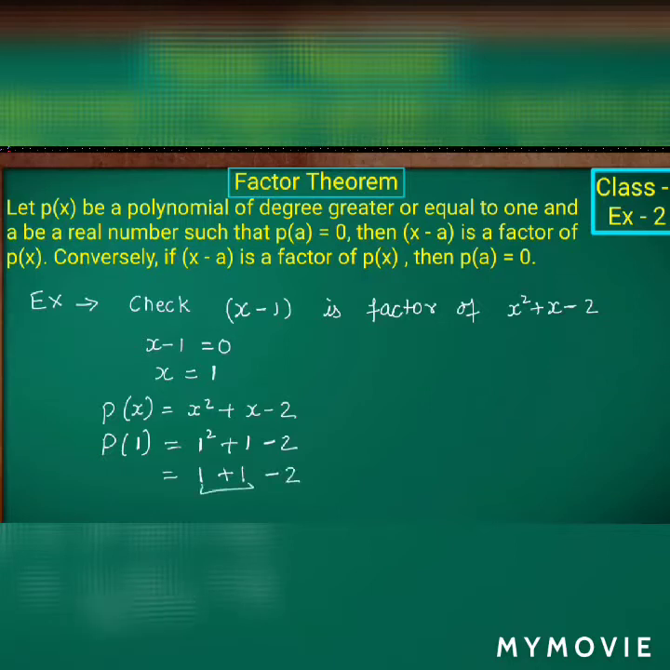Here, 1 plus 1 is what? 2. 2 minus 2, which is giving what? 0. Then we can say x minus 1 is a factor of the given polynomial, that is x square plus x minus 2. Always keep in mind that we have to get the solution 0. Then only the given g of x will be a factor of the polynomial.